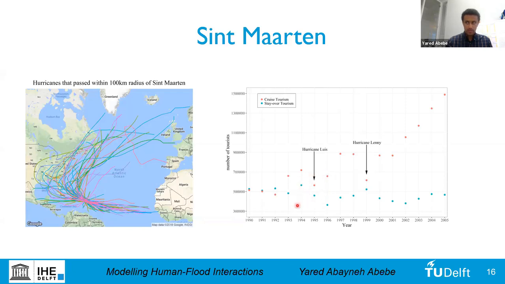And if you see here, after Hurricane Luis in 95, the number of tourists dropped significantly, and it only starts to go up after 3 years. Then another hurricane, Lenny, a big Category 5 hurricane, happened, and then it goes down again. So hurricanes and storms are very important, but not only the wind, also the flooding aspect.